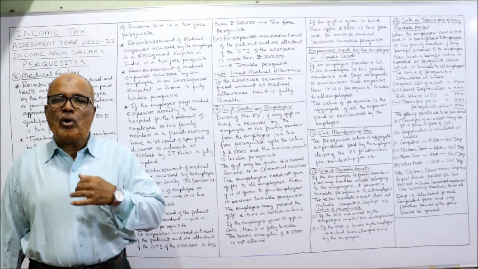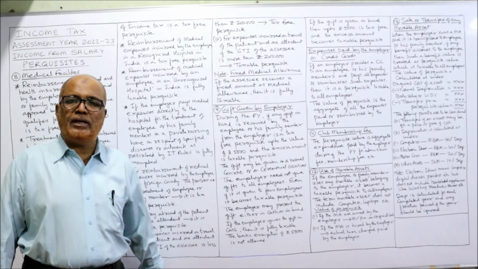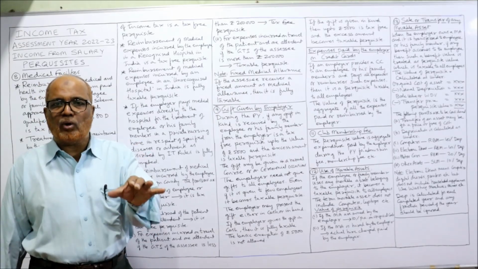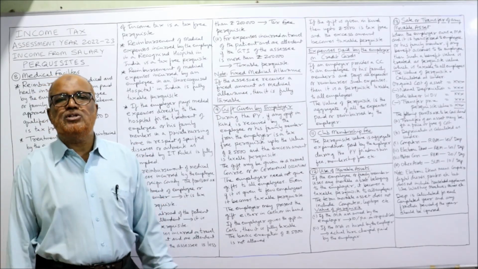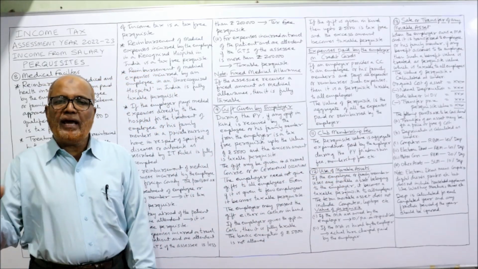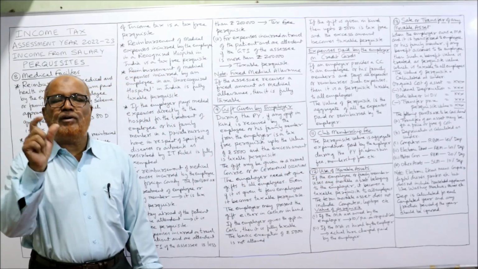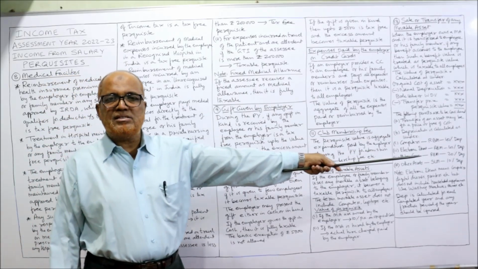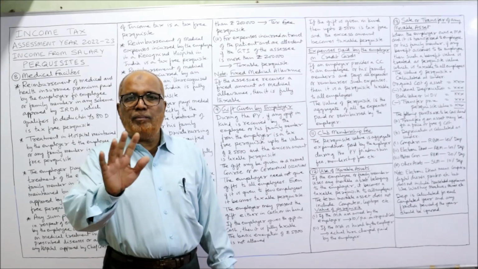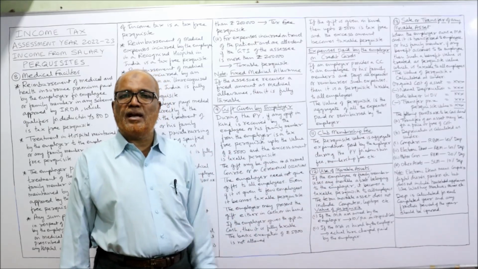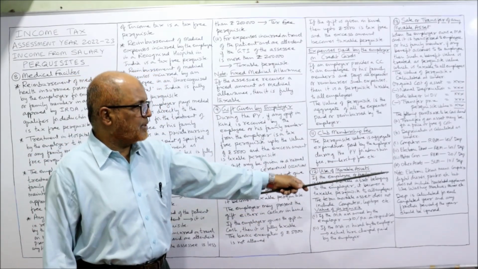Then motor cars. If a motor car is sold by the employer to the employee, again the reducing balance method of depreciation we have to apply, and the rate of depreciation is 20%. And last, any other asset. For any other asset, the method of depreciation is the straight line method, and the depreciation rate is 10%. This will not be given in the problem. You have to remember these provisions, these rates of depreciation and methods of depreciation.